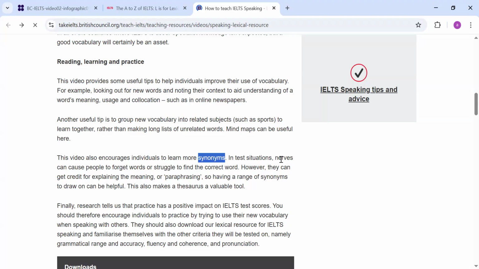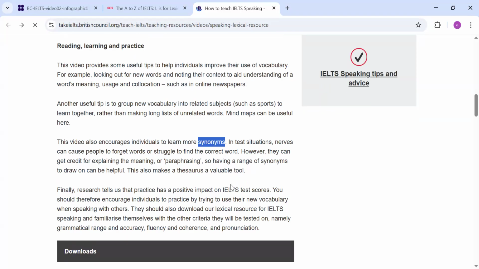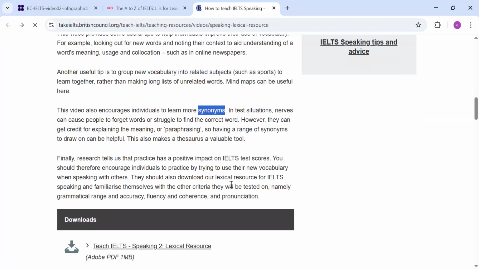So before the exam, if you are learning a new word, it means you need to use it in your daily conversation in order to learn that word's usage. They can get credit for explaining the meaning or paraphrasing, so having a range of synonyms to draw on can be helpful. This also makes a thesaurus a valuable tool.